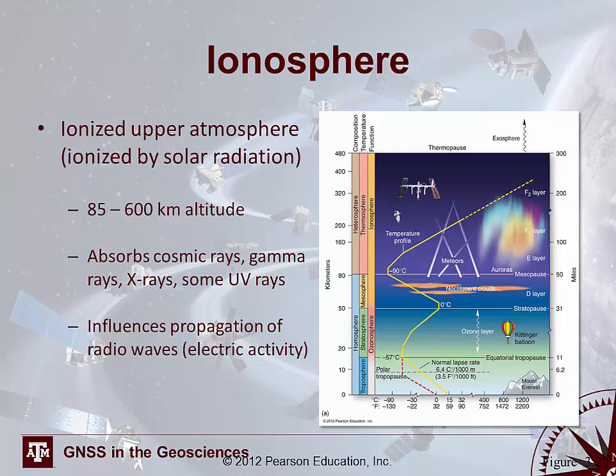And so what this does is it creates ionized particles within this layer that influence the propagation of radio waves or all electric activity. So it absorbs cosmic rays, gamma rays, X-rays, and some UV rays, so it's beneficial, but it's also problematic when we're trying to transmit a signal through this layer.